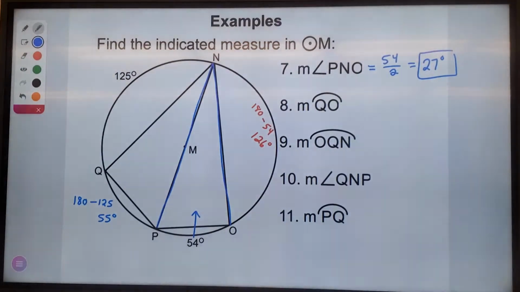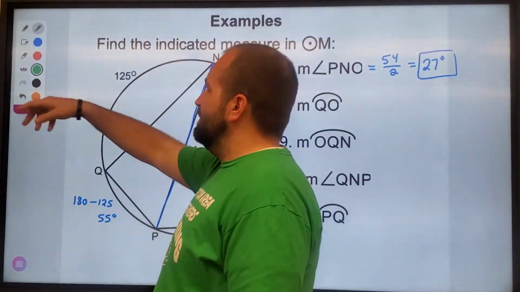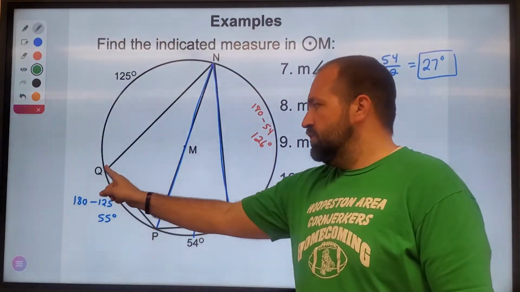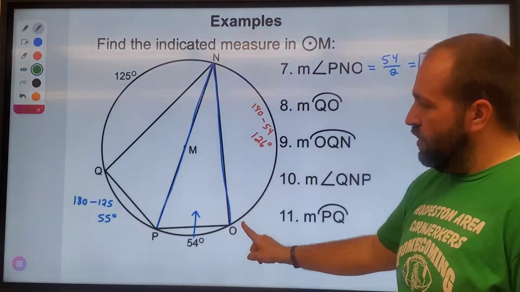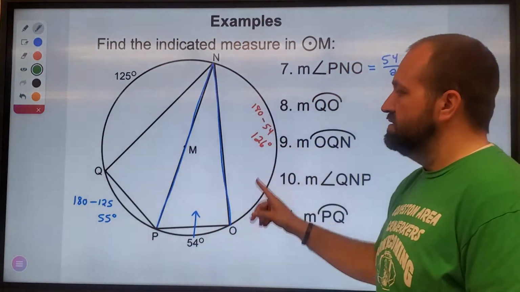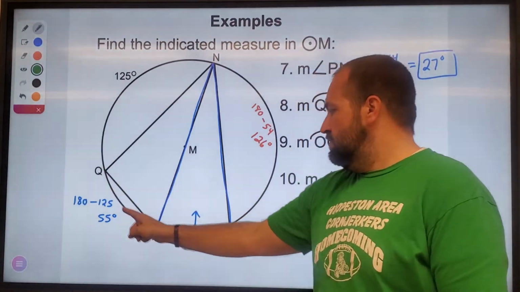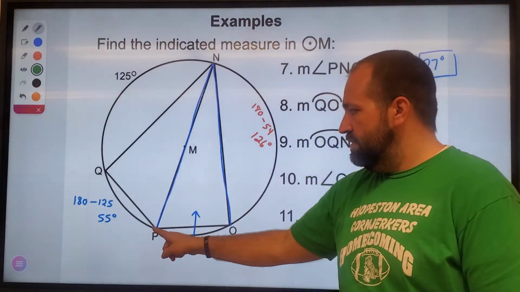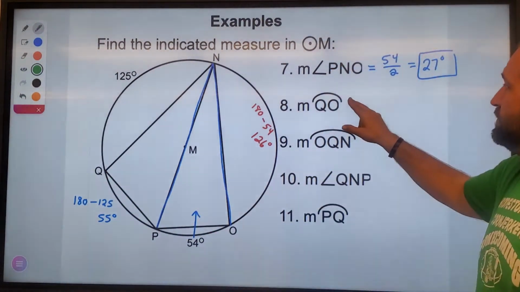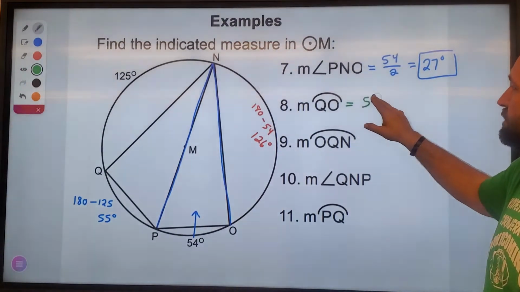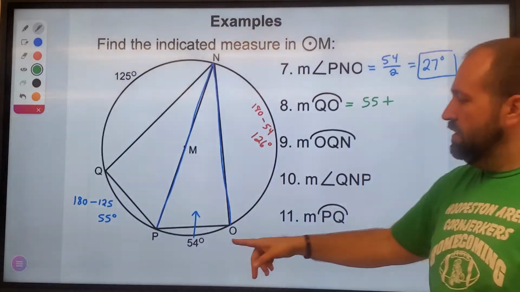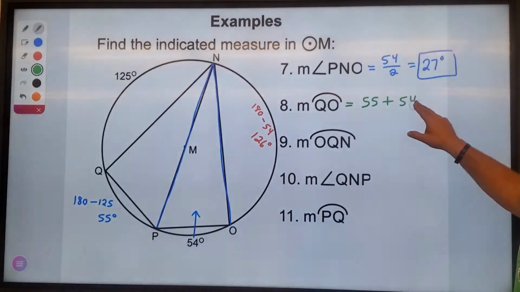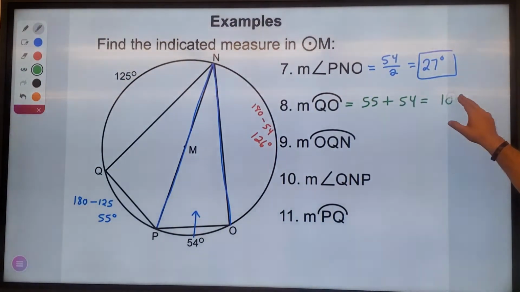Okay, number 8. Number 8 is asking for the measure of arc QO. So if I look at the measure of arc QO, I have Q to O. Again, that's the smallest distance, not the largest distance, if I only give 2 letters. So from Q to O, I have 2 arcs that I intercept. I have from here to here, which I know is 55 degrees. So this is going to be equal to 55 plus from P to O, which is 54, which is going to give me 109 degrees.